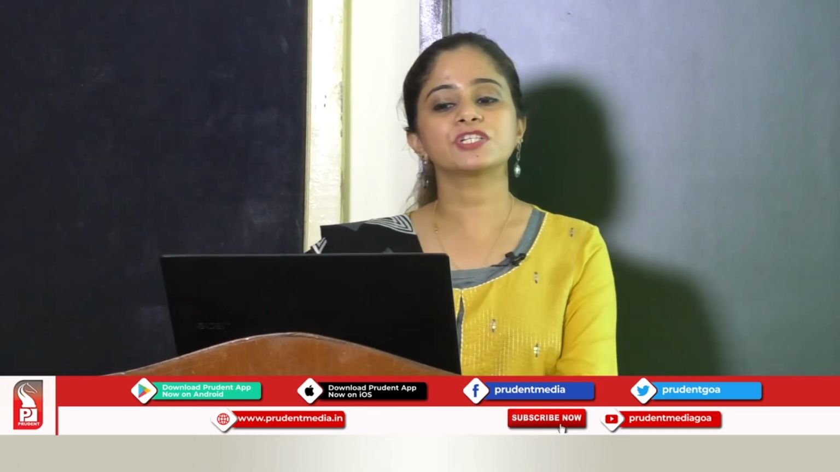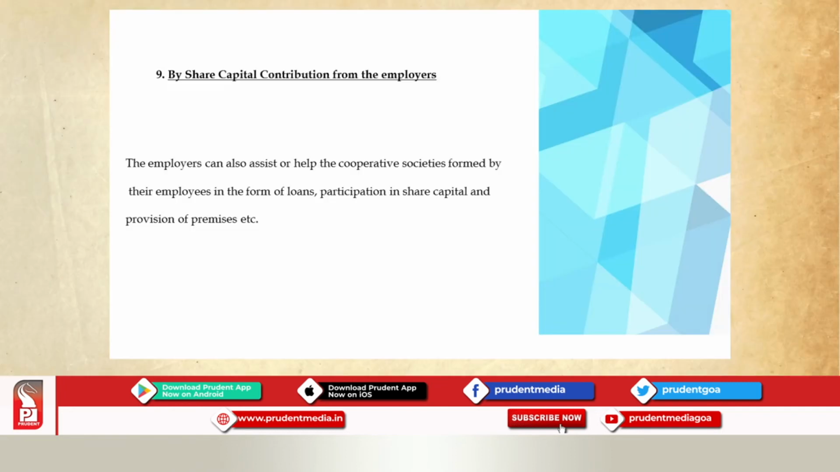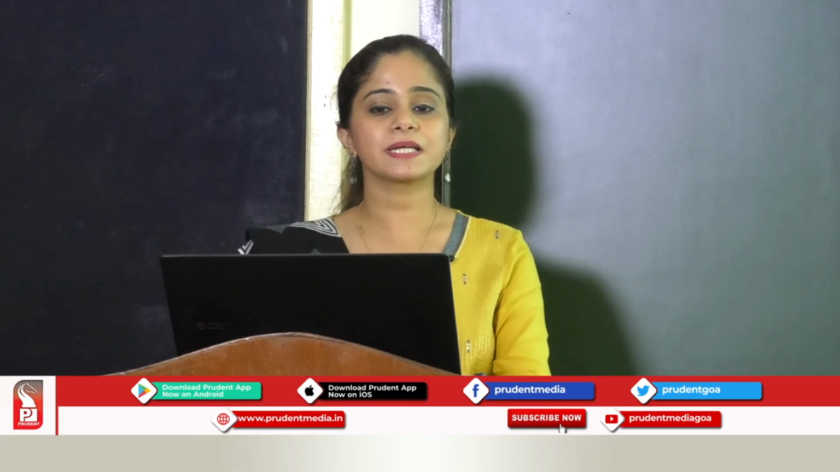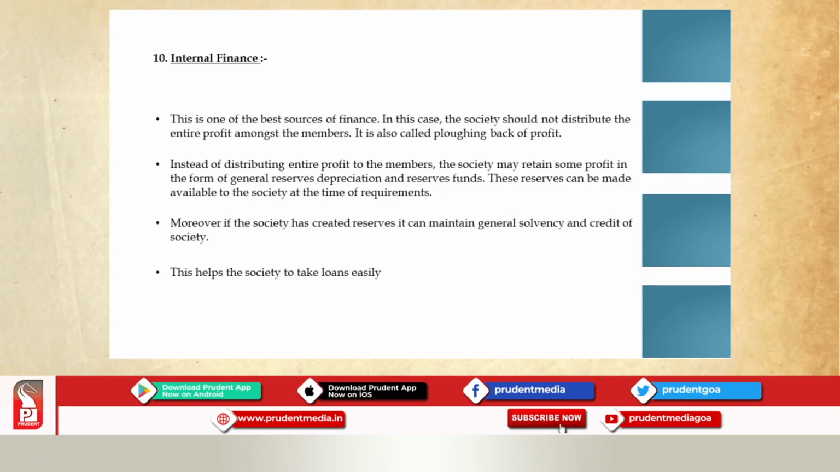The ninth point is share capital contribution from the employers. Here the employers can assist or help the cooperative societies formed by the employees in the form of loans, participating in the share capital, and provision of premises. The last point for this topic is internal finance. This is one of the best sources of finance, in case the society does not distribute the entire profit among the members, because it can keep it for itself.